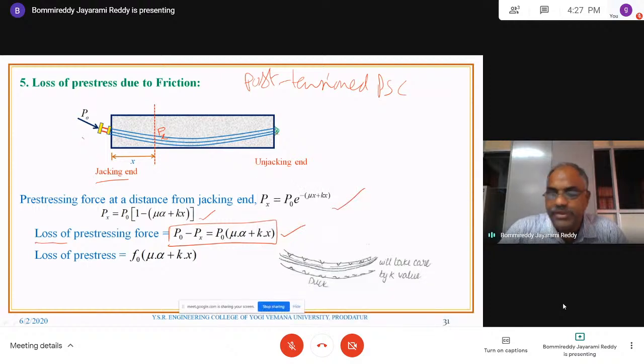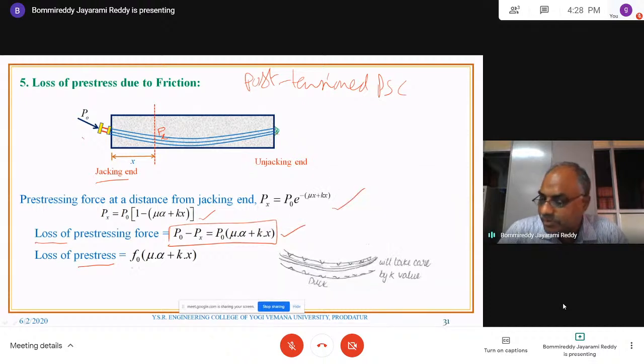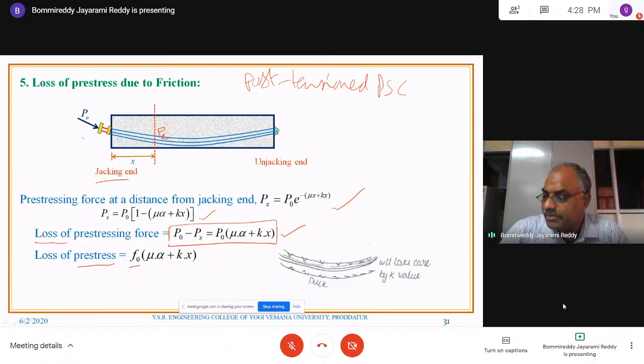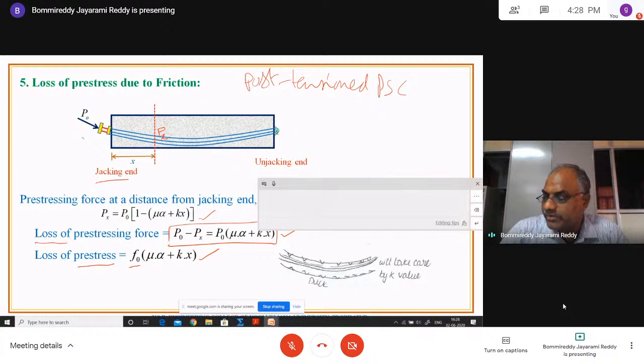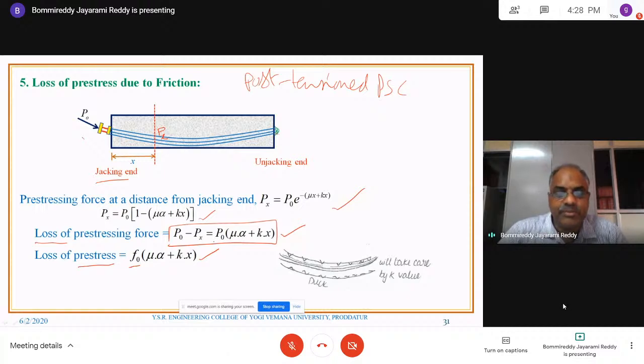And what is the loss of pre-stress? It is force; stress means divided by area. So force by area is pre-stress. Similarly, P naught by area is nothing but F naught. F naught means initial pre-stress. So the question may be in terms of the pre-stress, loss of pre-stress, or in terms of the loss of pre-stressing force. So this is the only equation you need to remember.